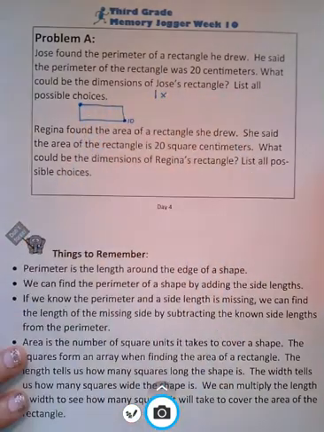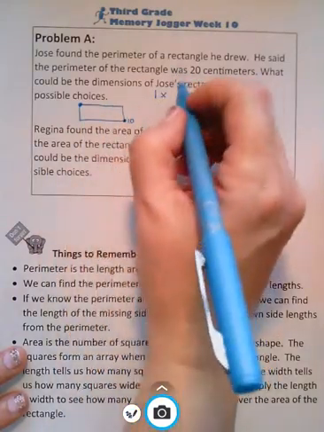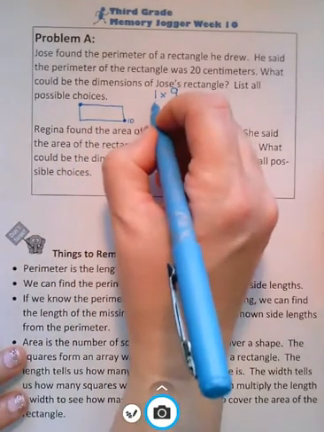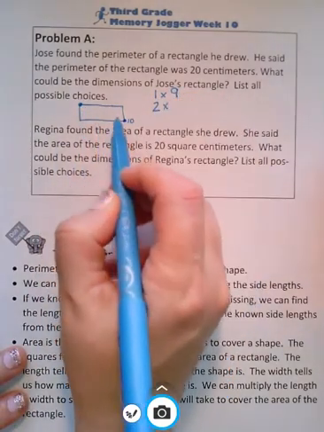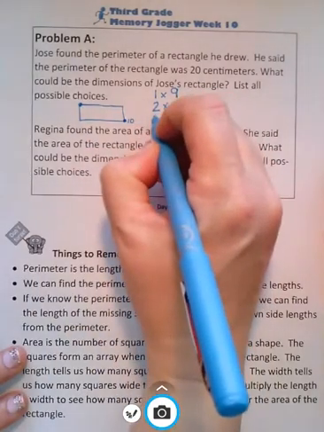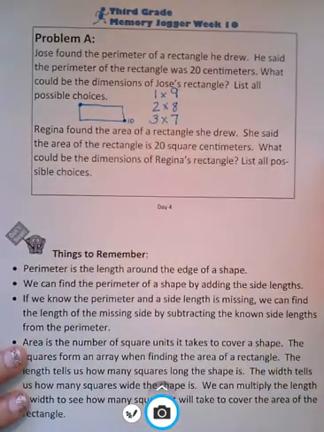What if the shortest side was 1? Then I would go 1 and I would have to go 9 more to get to the 10. What if the shortest side was 2? I would have to go 2, and then the longer side would be 8. What if the shorter side was 3? I would have to go 3, and then 7. You may even be able to see a pattern already.